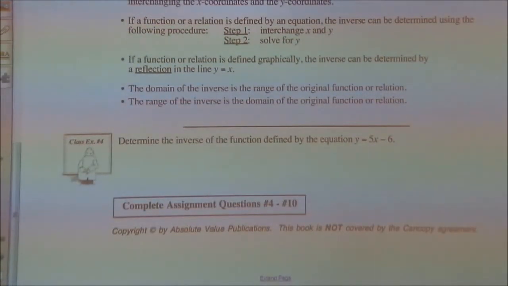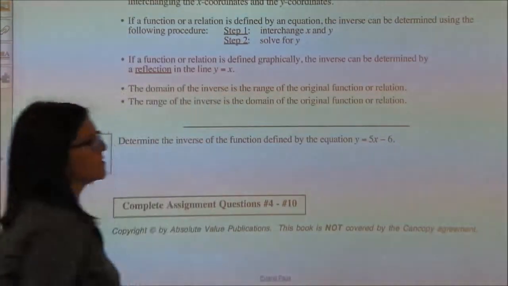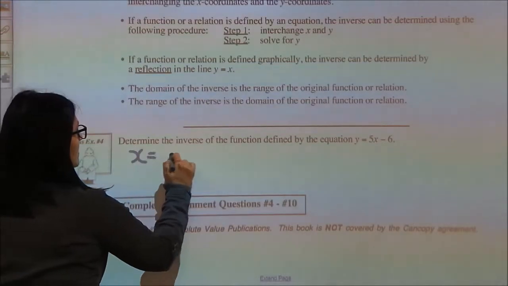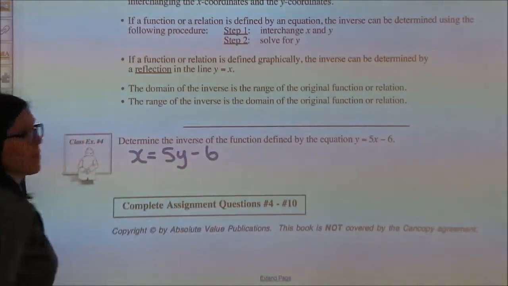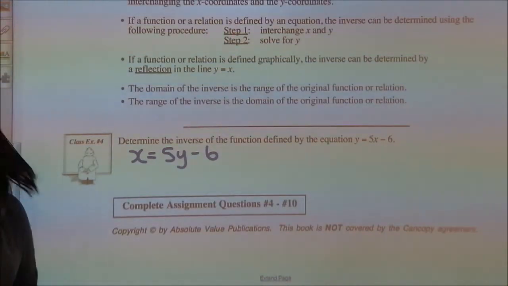So if we look at the last question, determine the inverse of the function defined by the equation y equals 5x minus 6. It's given to me as an equation, so to write the inverse of the equation, I interchange the x and the y. So I now have x equals 5y minus 6. I would not leave it like this because I always express my graphs as a y equals, otherwise I can't actually graph it. So how do I get y by itself?